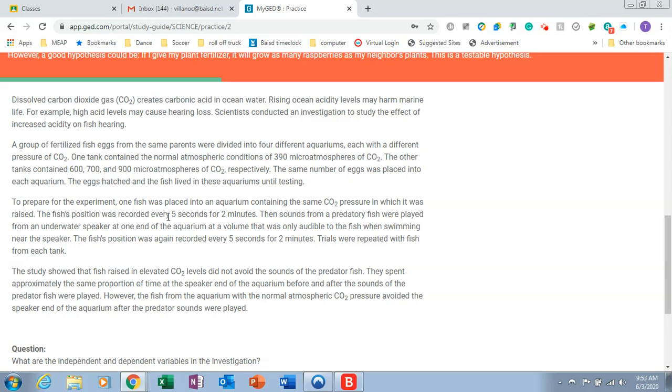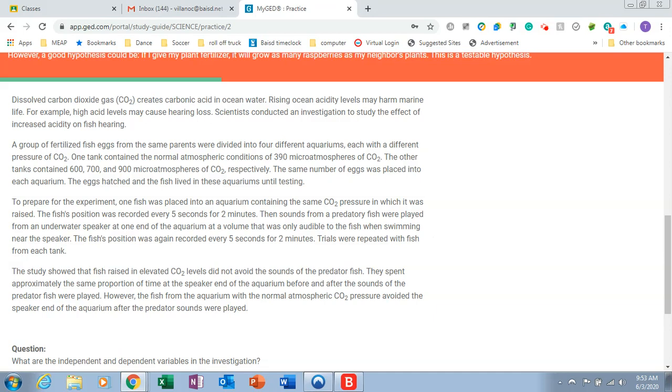The position of the fish was recorded every 5 seconds for 2 minutes. Then sounds from the predatory fish were played from an underwater speaker at one end of the aquarium at a volume that was only audible to the fish when swimming near the speaker. Ooh, so they're going to be playing a fish that's going to eat them. And that's kind of mean, but I imagine they're saying that if the fish can hear it, then they're going to swim away from that speaker because they'll be afraid. The fish's position was again recorded every 5 seconds for 2 minutes. Trials were repeated with the fish from each tank.